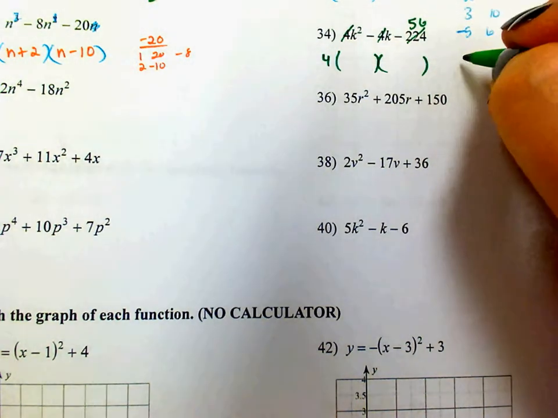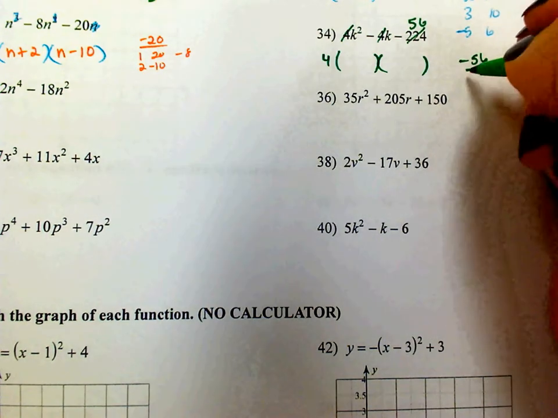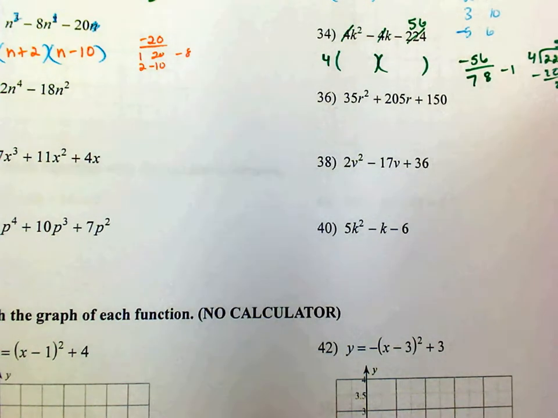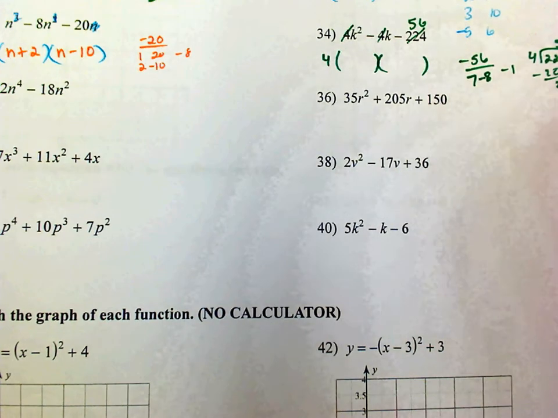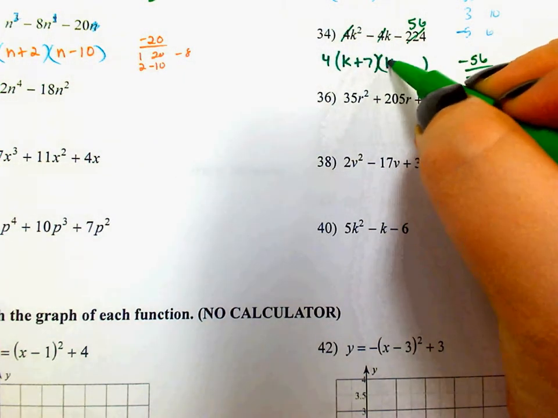So what are the factors of negative 56 that add up to negative 1? And you might know that 7 and 8 have a difference of 1. If I need a negative 1, then that means the larger number needs to be negative. So I'm thinking k plus 7 and k minus 8.